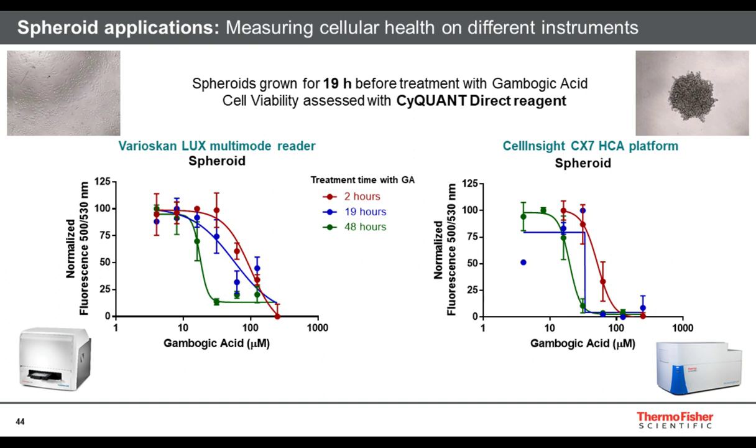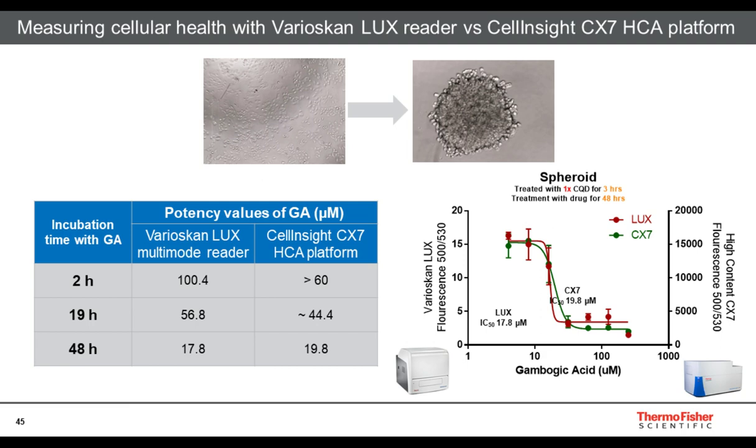Because the HCA takes a half hour or even longer to collect data from a full 96-well plate, and the VarioScan Lux microplate reader only takes a couple of minutes for obtaining data on a full 96-well plate, it would be most beneficial to use the microplate reader for initial screening before moving on to in-depth complex imaging experiments.